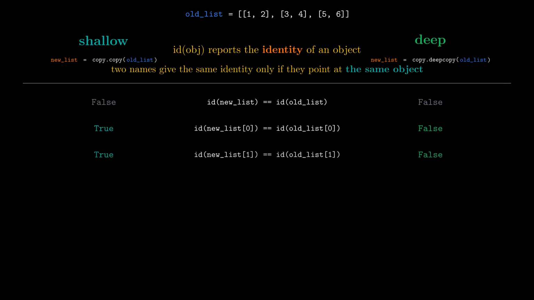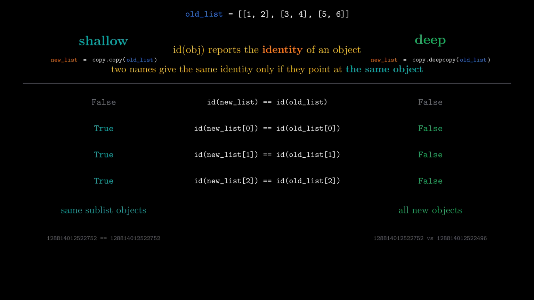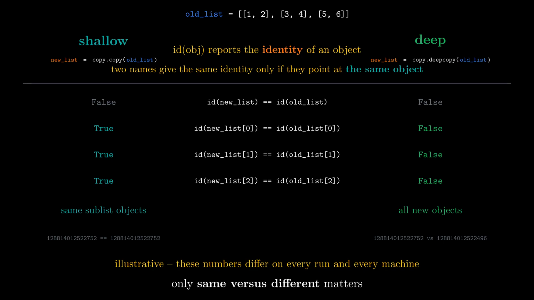Then compare each sublist through both names. Identical, all 3. Repeat the experiment after a deep copy and all 3 sublist identities differ. The actual numbers change on every run and on every machine, so never read anything into their values. Same versus different is the entire message.